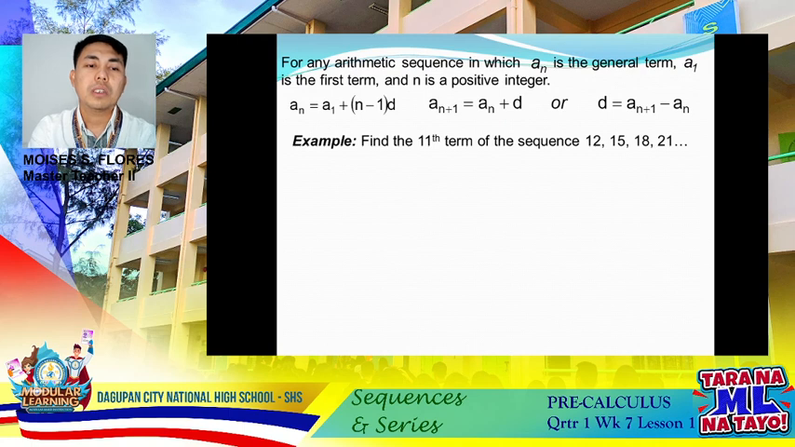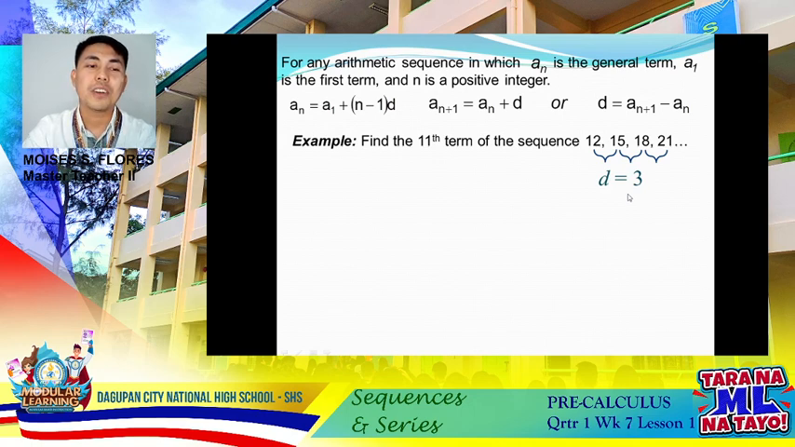You are to find the 11th term of the sequence 12, 15, 18, and 21. The first thing to consider is to determine your common difference: 15 minus 12, or 18 minus 15, or 21 minus 18. Therefore, the common difference is 3.